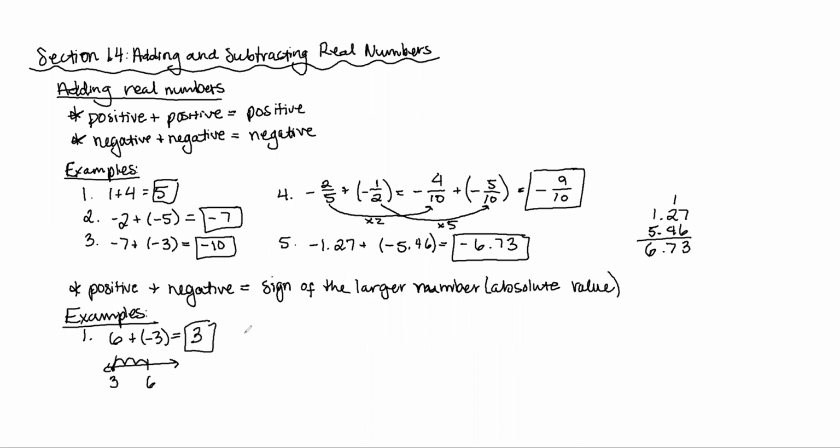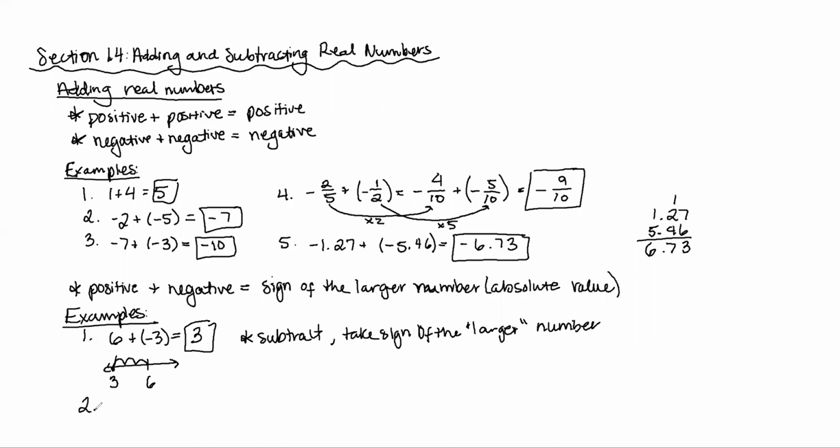And so what we did here was we subtracted the numbers. So even though we ended up with a 3, which is just what we happen to have here, 6 minus 3 gives us 3, and it's positive because this larger number is positive. So we're going to subtract and then take the sign of the, I'll put this in quotations, the larger number, whichever one has the larger absolute value.